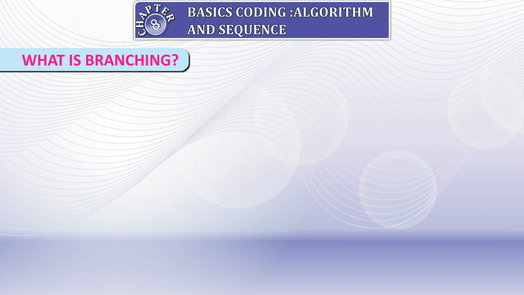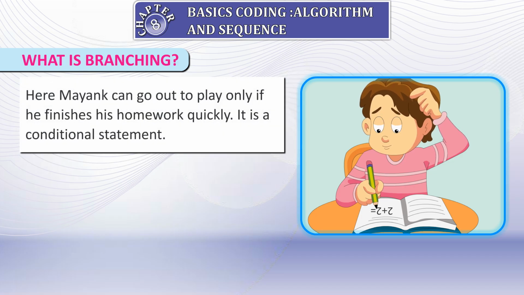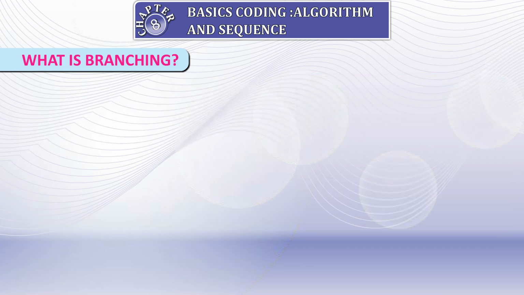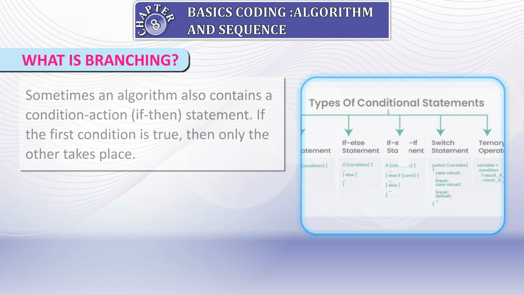What is branching? Consider an example. Mayank's mother told him that if he finishes his homework quickly, then he can go out to play for an hour with his friends. Here, Mayank can go out to play only if he finishes his homework quickly. It is a conditional statement. Sometimes an algorithm also contains a condition action if-then statement. If the first condition is true, then only the other takes place.